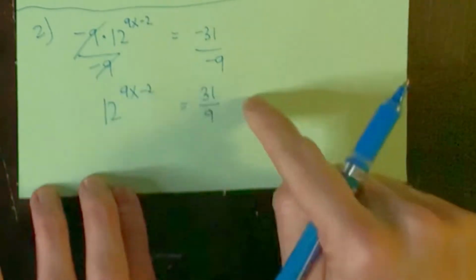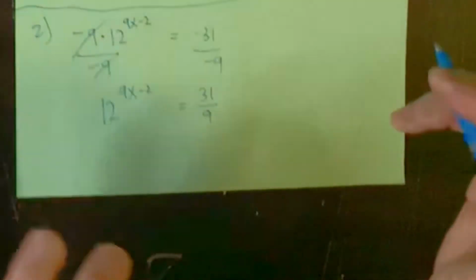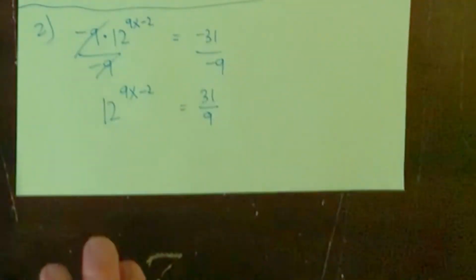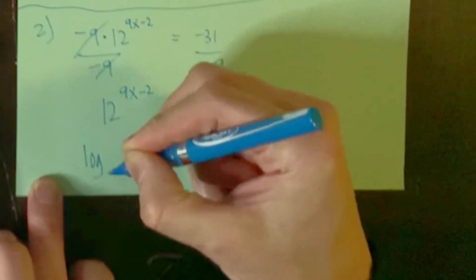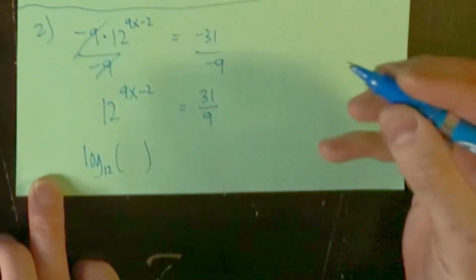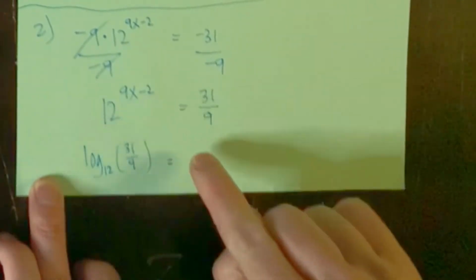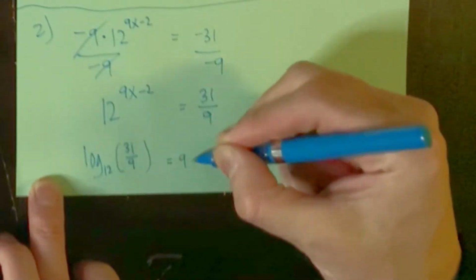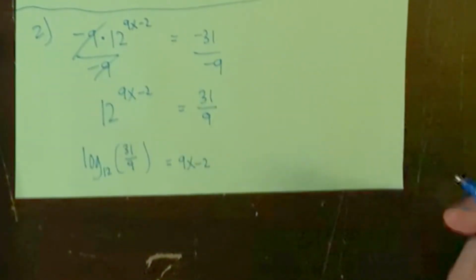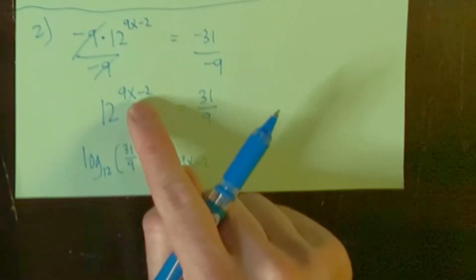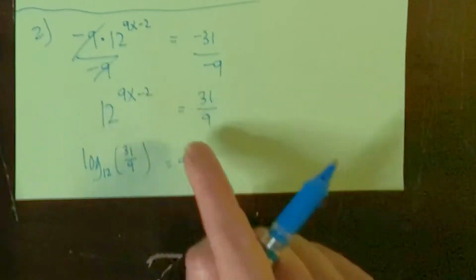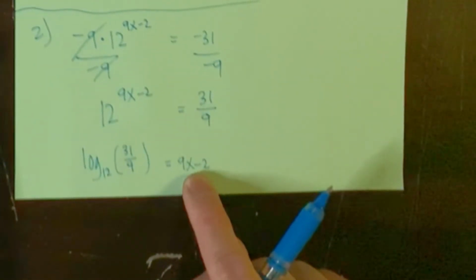And now look, what we have is an exponential form. Maybe we can take this like we did in class and rewrite it to make it look like a logarithmic equation. That would give us log base 12, and then 31 over 9 goes in here. And the exponent is what always goes in the back of the log equation. That's always how this works. And that's good because the variable which was in the exponent is now sort of in the bottom. And now we can isolate it quickly.